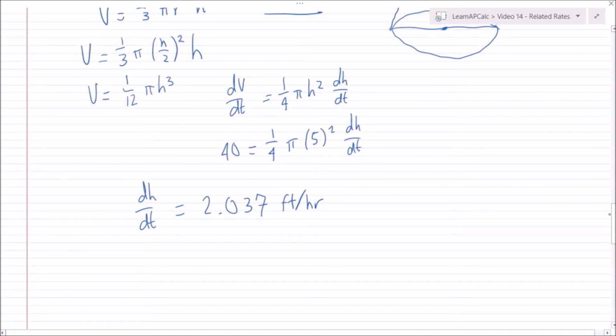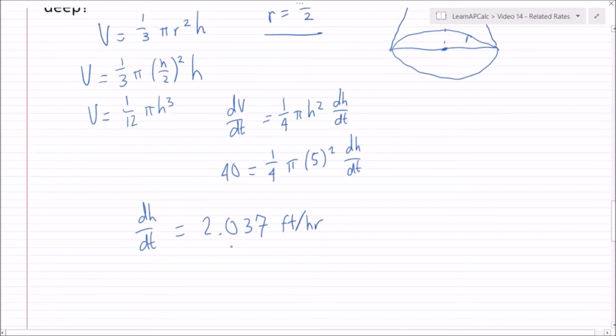2.037 feet per hour. And just a quick general note, for AP Calculus, you should normally write everything to 3 decimal places if you're rounding. It's best to keep a fraction, but 3 decimal places is usually fine, unless otherwise stated.